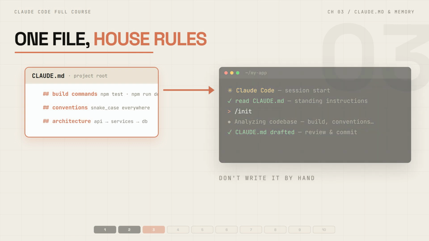What belongs there? Commands Claude can't guess, like how to run your tests. Conventions, like we use snake case, and a short map of the architecture. Keep it under 200 lines. Shorter files get followed better.